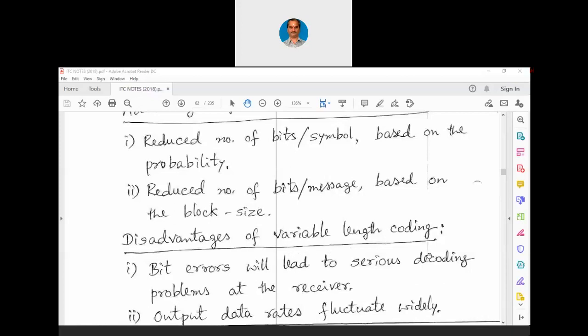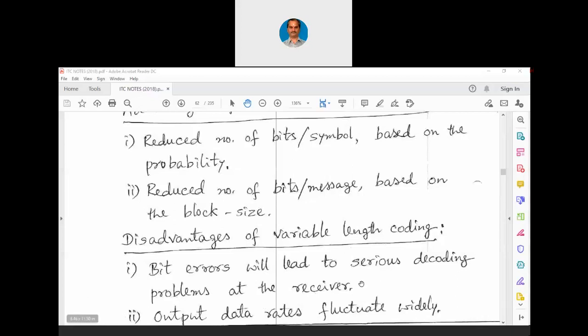So, in the case of a variable length coding, even though we have these two advantages, that is reduced number of bits per symbol and reduced number of bits per message, both are our advantages. We are going to save the number of bits for each transmission, and we are going to make the transmission economical that way by saving the resources. But the bit errors will lead to serious decoding problems at the receiver.